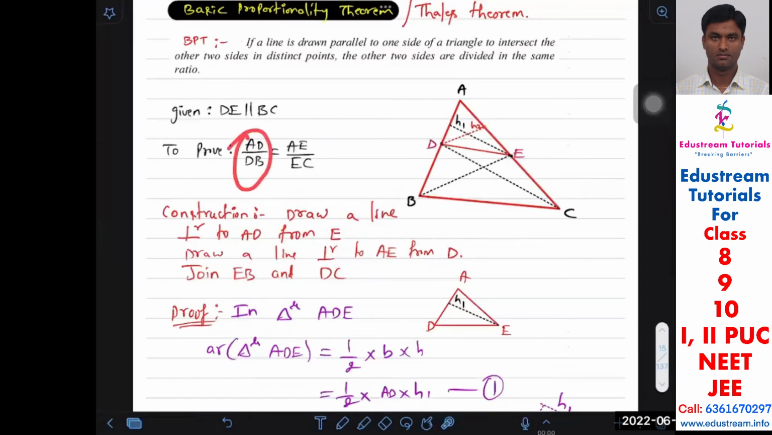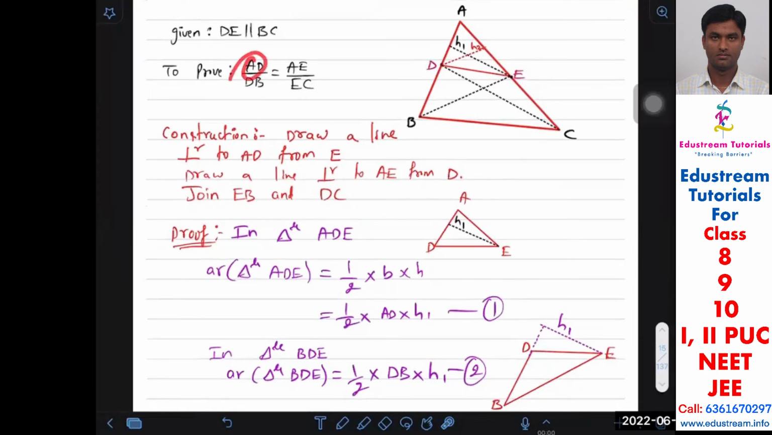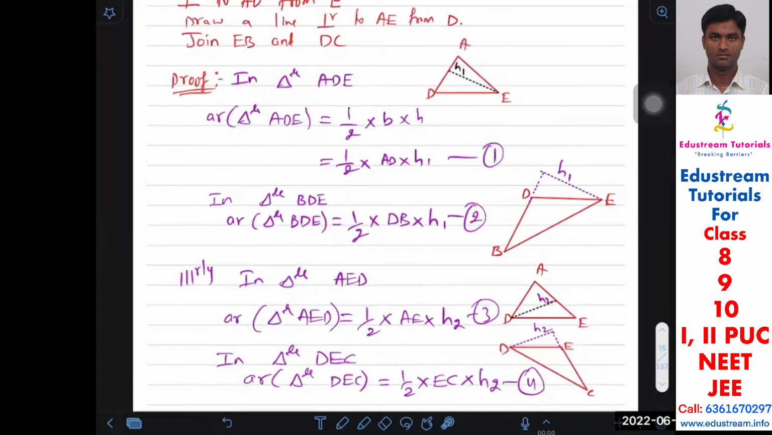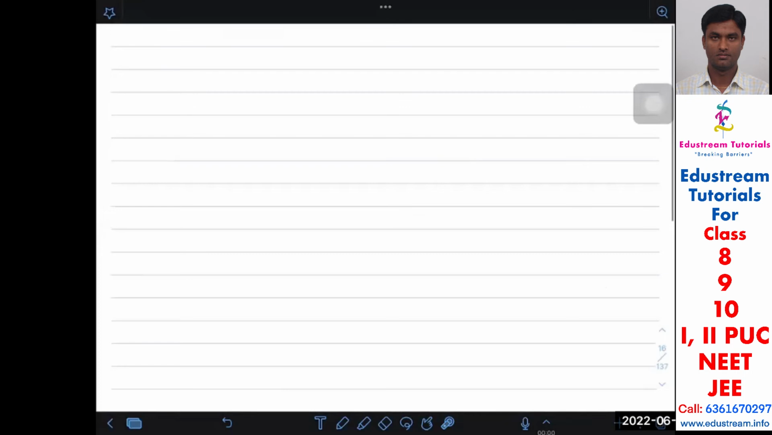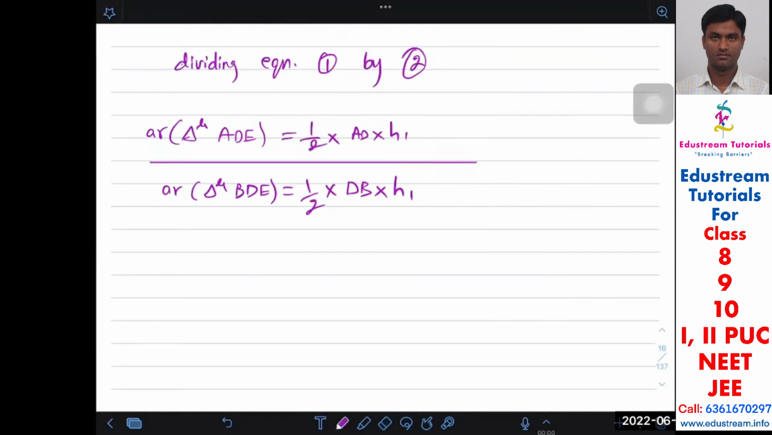To prove, we need to divide this AD over DB. So I'm going to divide equation 1 by equation 2. Equation 1 divided by equation 2: the half gets cancelled, H1 gets cancelled. You have AD over DB. Let's write this as equation 5.